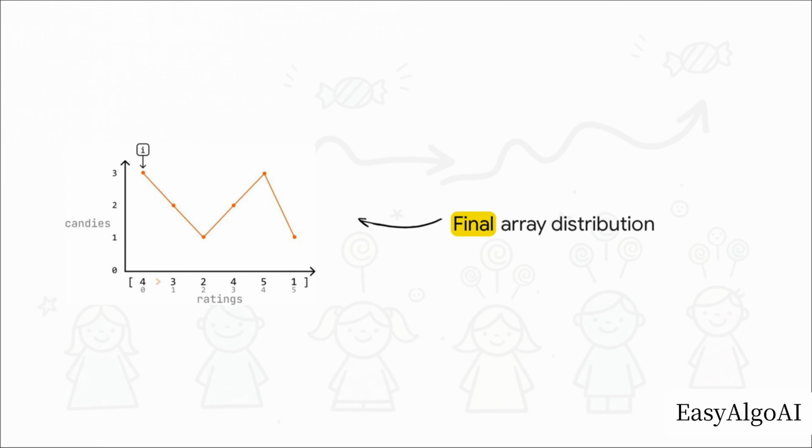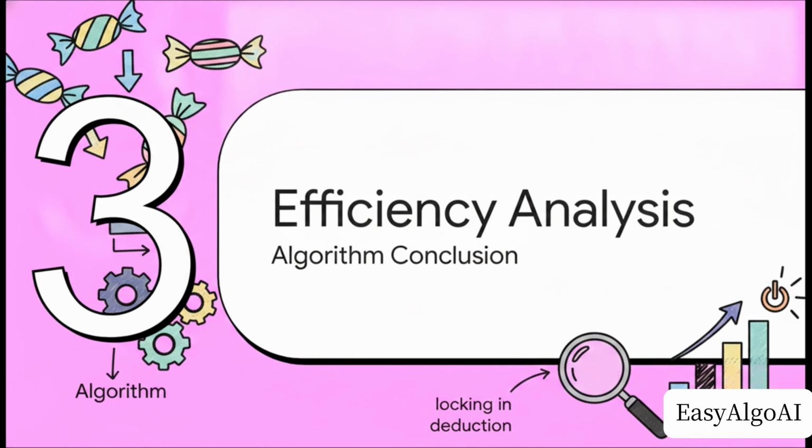With our reverse pass officially finished, every single neighborly dispute is resolved. Adding up our final array, 3, 2, 1, 2, 3, 1, gives us our globally correct minimum total of exactly 12 candies. Boom! Solved! All right, Section 3, Efficiency and Conclusion.